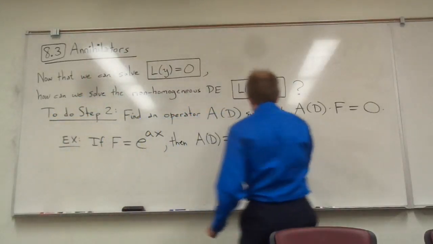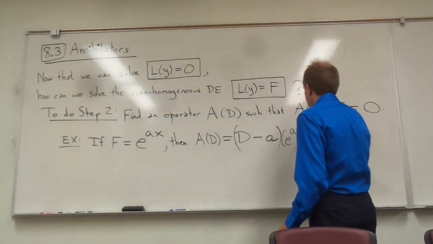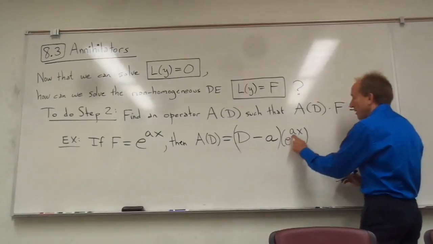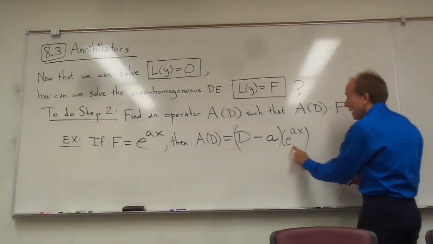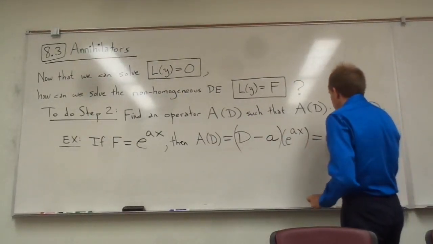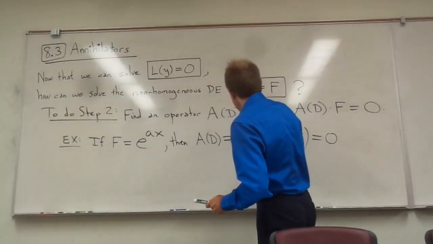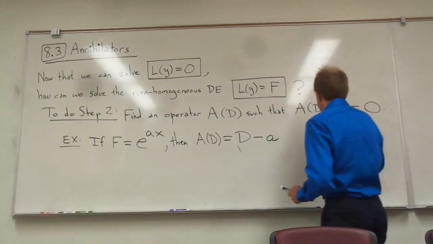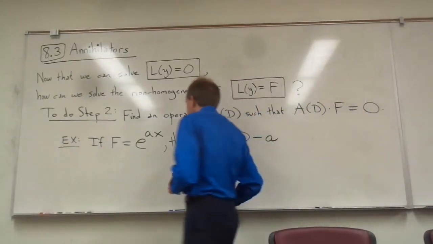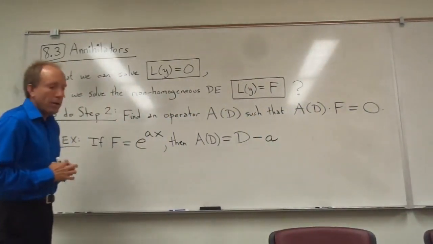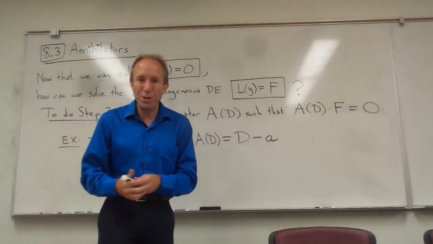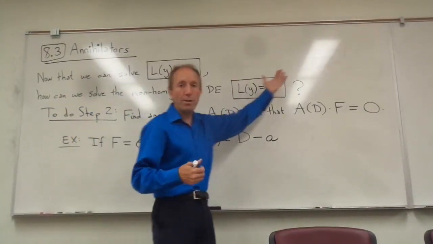Check it out. If I apply this to e to the ax, the derivative of e to the ax minus a e to the ax is in fact going to be 0. Okay? So that is the annihilator of e to the ax. Now, of course, there's lots of other expressions that you could have for capital F as well.